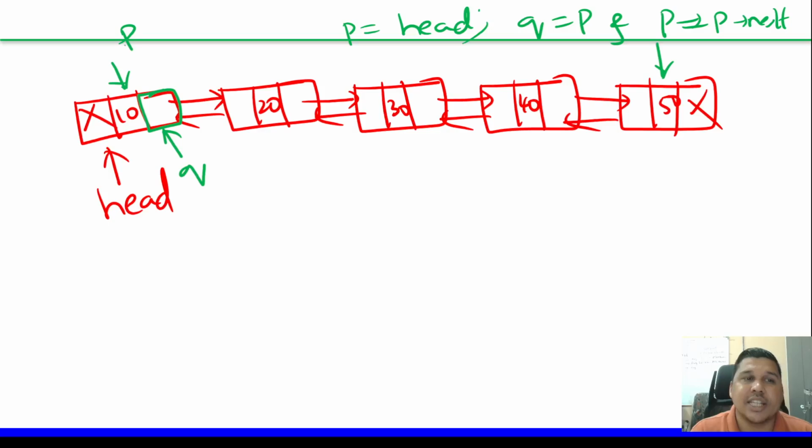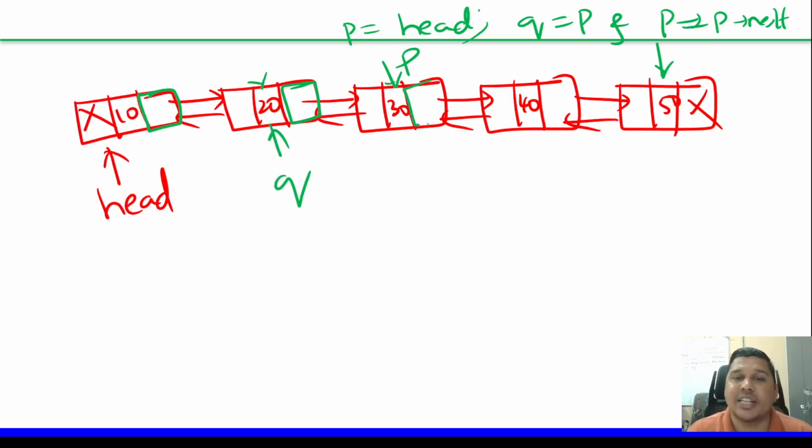So in this case this will be erased now. Now this will become my new P. Again check if P's next is null. It is not null. Make this your Q and make this your new P. Next check if P's next is null. This process I will continue and this will become my Q and this will become my P. By repeating this procedure, you will reach the end of the list.